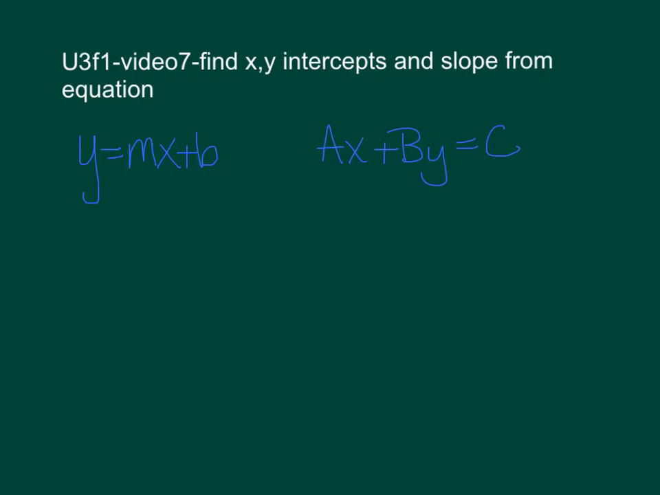Hello everyone, today we're going to find x and y intercepts and slope from an equation. So no graphs today. We're going to get this information from our equations. Just to remind everybody, an x-intercept is where a line crosses the x-axis. A y-intercept is where a line crosses the y-axis. And our slope is our rise over run.